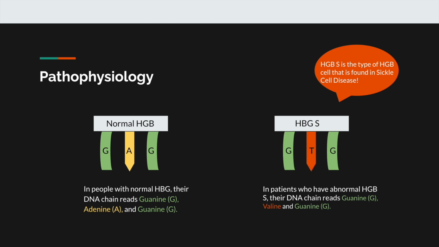Alrighty, so the pathophysiology here, we will be looking at this. These are your strands of DNA, just a very small portion of it. So you can see a normal hemoglobin. In people with normal hemoglobins, their DNA chain reads guanine, adenine, and guanine. In patients who have abnormal hemoglobin, called hemoglobin S, their DNA chain reads guanine, valine, and guanine. So hemoglobin S is the type of hemoglobin cell that is found in sickle cell disease. So this is more down to the cellular component of the genetic portion of this disease, this autosomal recessive disease.